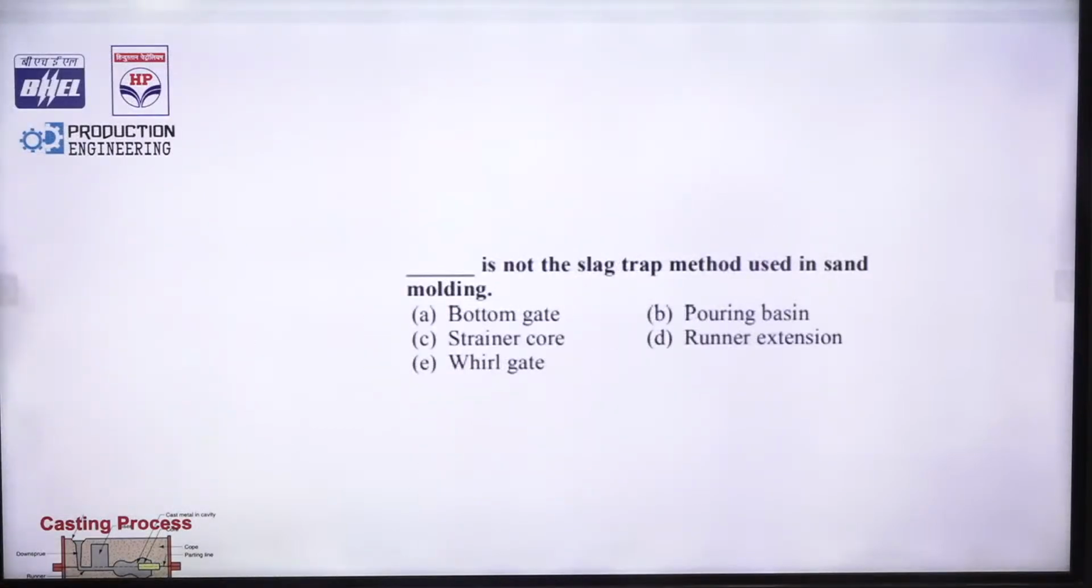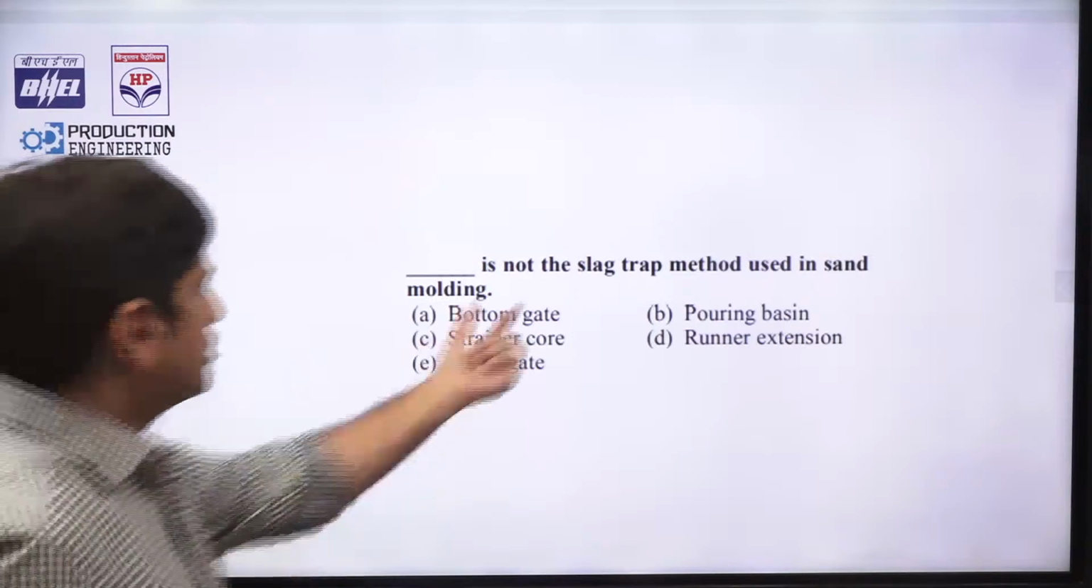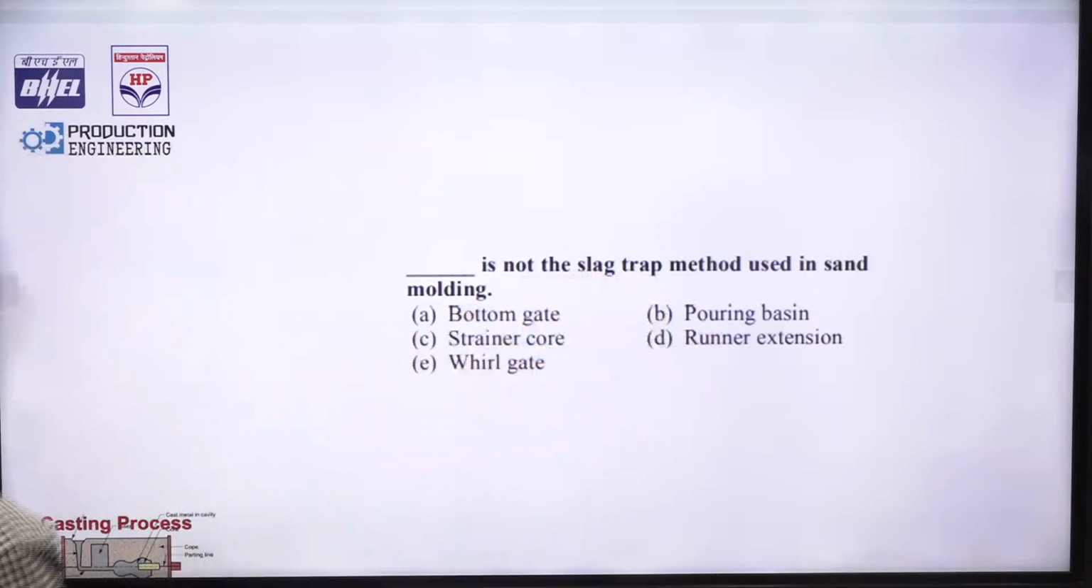Okay, do you know what is slag? How do you trap a slag in casting? In sand molding, how do you trap a slag? Slag is something which you want to remove. What are the options? Strainer, you must have heard. Pouring basin is also one of the ways. Pouring basin में दो benefit होते हैं. एक, slag को you trap, another turbulence also you prevent. Runner extension, yes, that is also done. Whirl gate is also one.